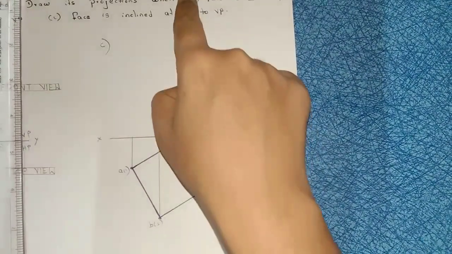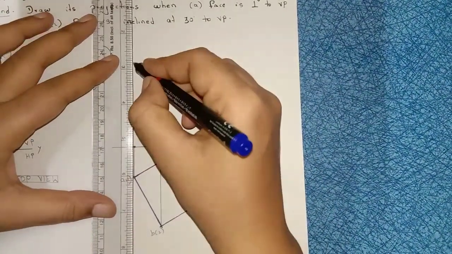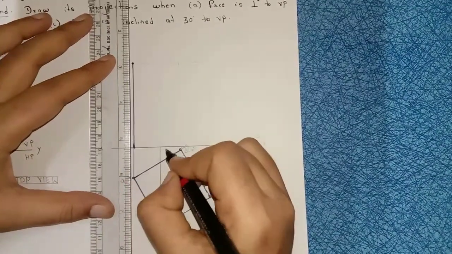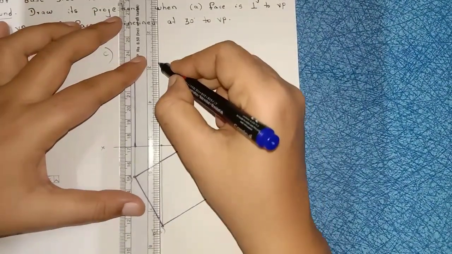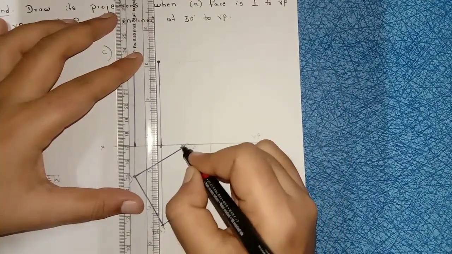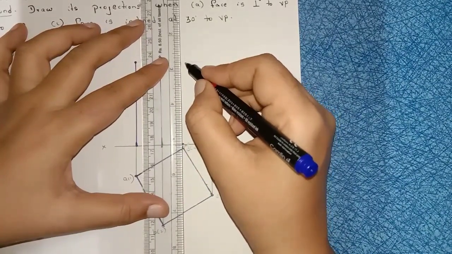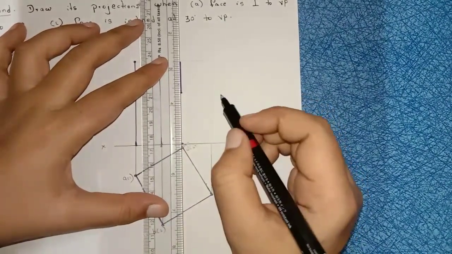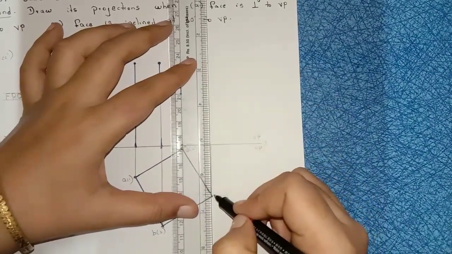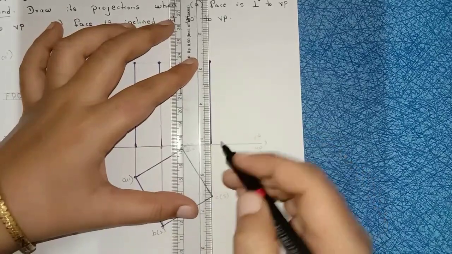Now after that, axis height is 60 mm. No? From this point I will take 60 mm axis height. From this point I will take 60 mm axis height. Again from this point I will take 60 mm axis height. Now again from this point I will take 60 mm axis height.